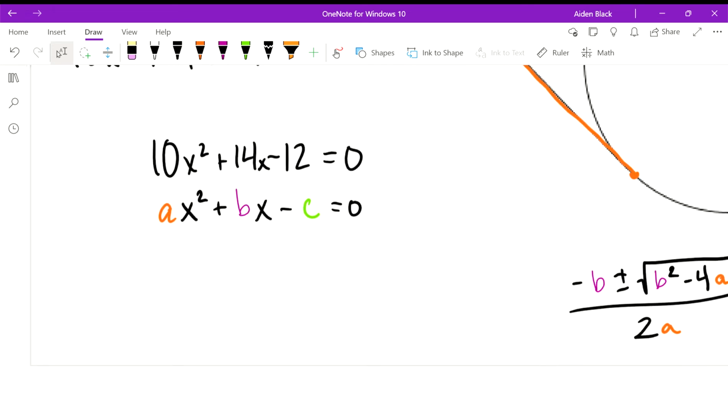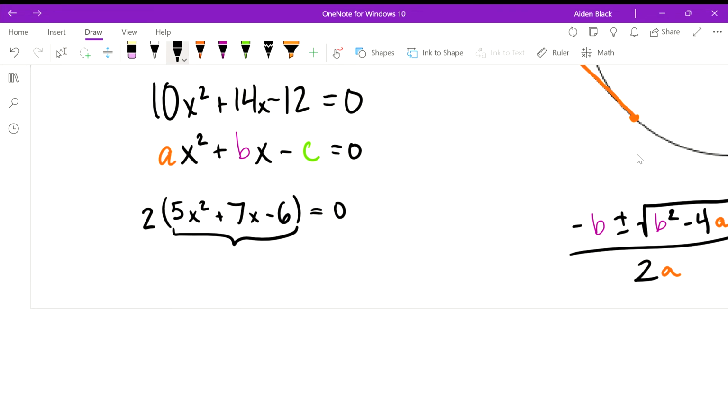First things first, we'll notice that there's actually a GCF that we can factor out. So 2 should work. 2, and then inside we have 5x squared plus 7x minus 6 equals 0. And then this is all we really have to work with for factoring, because if what's inside the parentheses ends up equaling 0, if we multiply it by 2, it still equals 0.